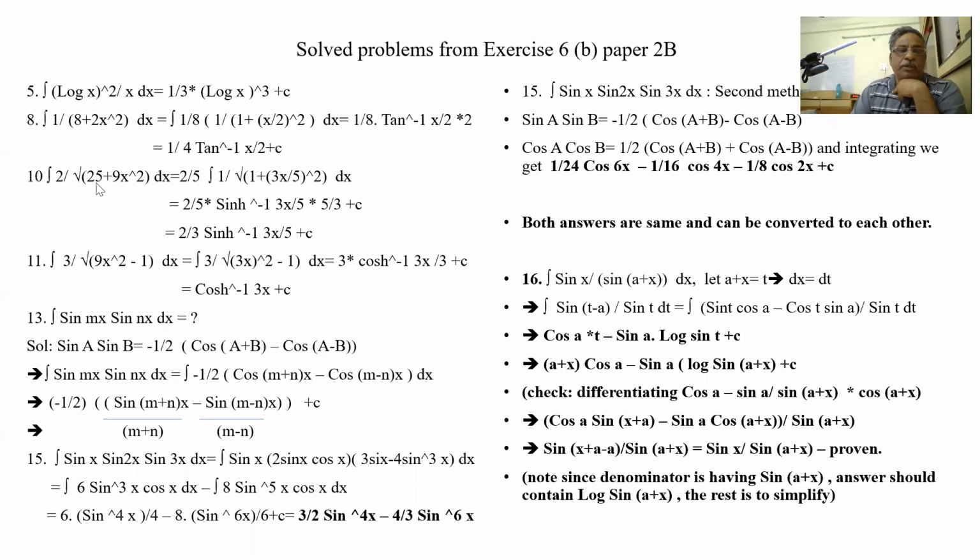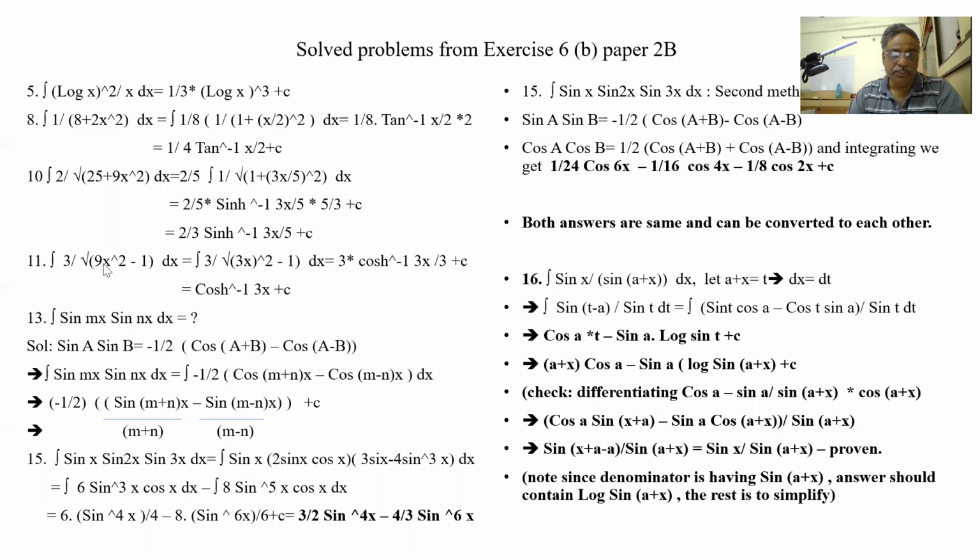So how am I doing this? 1 by 2 by 5 I am taking outside, so it will become 9 by 25, so 3 by 5x, so 1 plus x square. This is sinh. This is not tan inverse because the root is there. If the root is not there, then it is tan inverse. If the root is there, then it is either sin inverse if it is minus, or sinh inverse if it is plus.